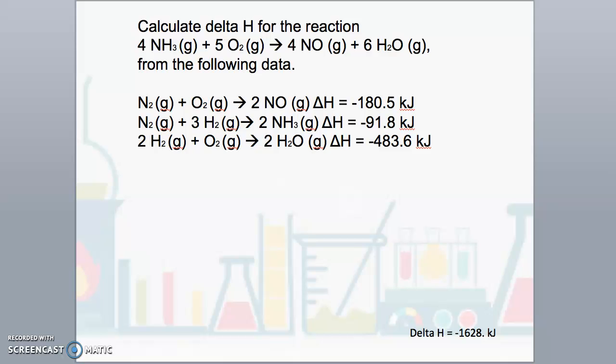This is a delta H for the reaction, and I'm given a bunch of reactions with values to solve the unknown. This is Hess's law. This is one you can work through. I've got the result down in the bottom right, negative 1628 kilojoules. Let's see if you can come up with that. This will be good practice. Hess's law problems are usually on the exams.